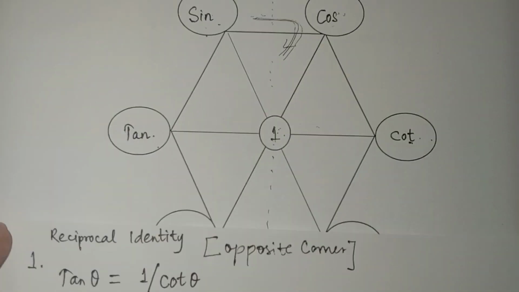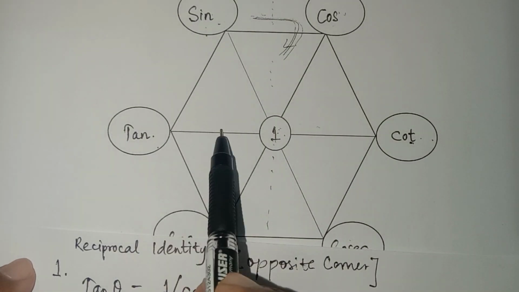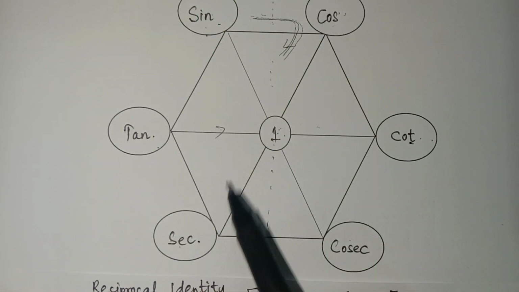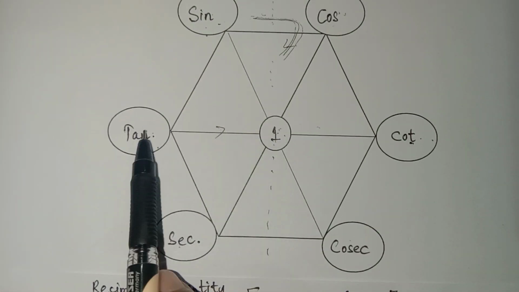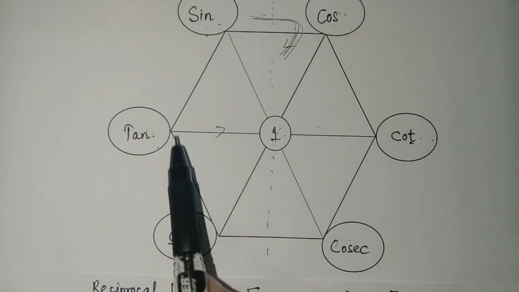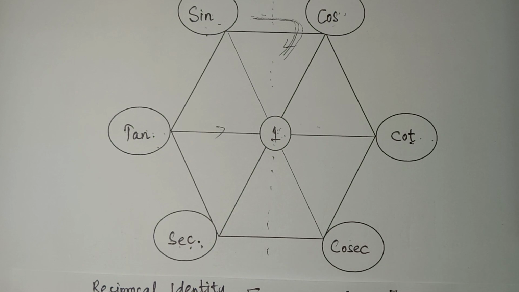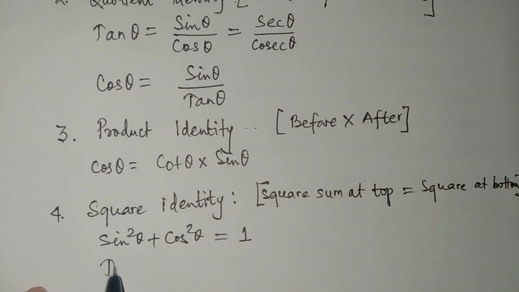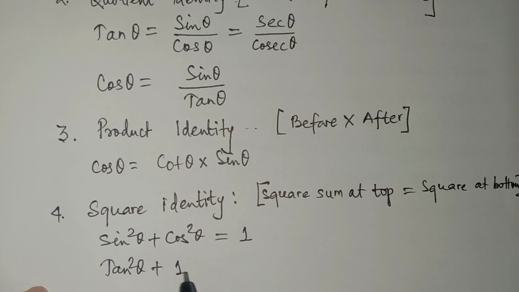And the next one, let's check tan square theta plus 1. Tan square theta plus 1 equal to sec square theta. These, tan and 1, are at the top, and sec is at the bottom. So tan square theta plus 1 equal to sec square theta. So we can say that tan square theta plus 1 is equal to sec square theta.